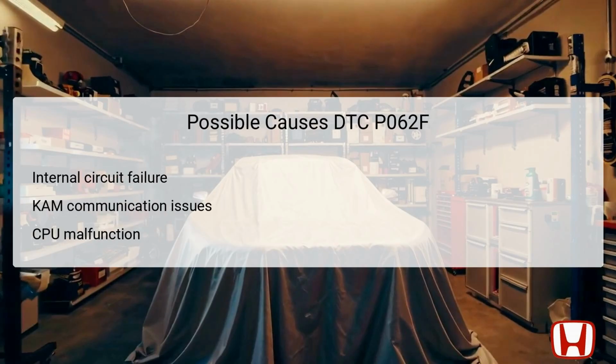Several potential causes can lead to the activation of the P062F code in a Honda Civic. A primary suspect is an internal circuit failure within the Transmission Control Module, TCM. Such a failure can disrupt the module's functional operations, affecting data retrieval and writing.